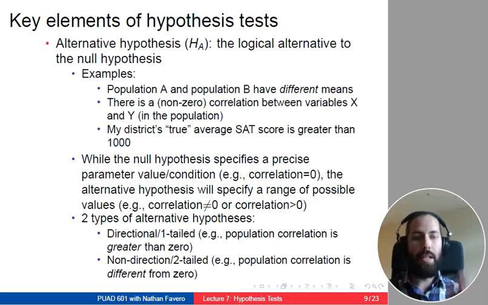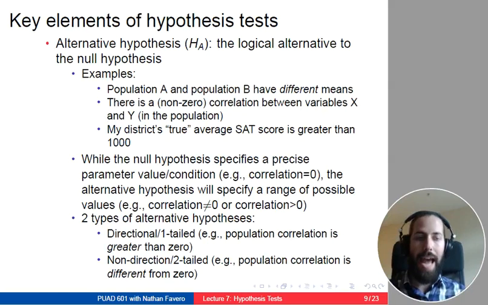It says that this difference could go in either direction, whereas the directional or one-sided hypothesis is going to say something a little bit more precise. It's going to say that the truth is greater than the benchmark or less than the benchmark. That's what we mean by these two different types of alternative hypotheses, a one-tailed or a two-tailed.